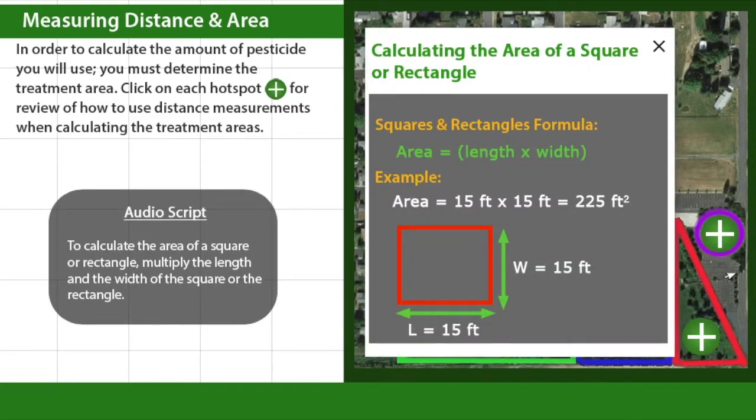To calculate the area of a square or rectangle, multiply the length and the width of the square or the rectangle.